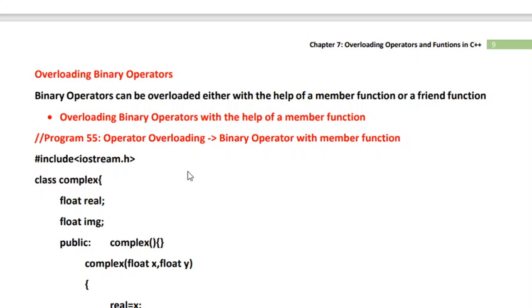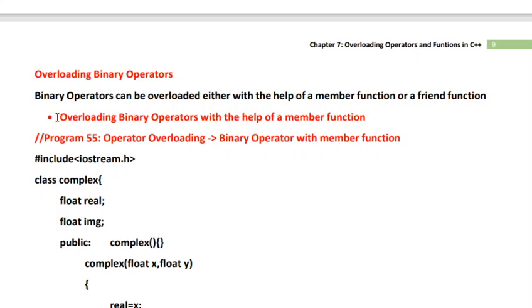So in today's class, we are going to discuss overloading binary operators. Binary operators can be overloaded either using a friend function or a member function. In the previous class, we learned that whenever we overload a binary operator using a member function, we need to provide one argument, and if it's done using a friend function, we need to provide two arguments. This is very important for you to remember.